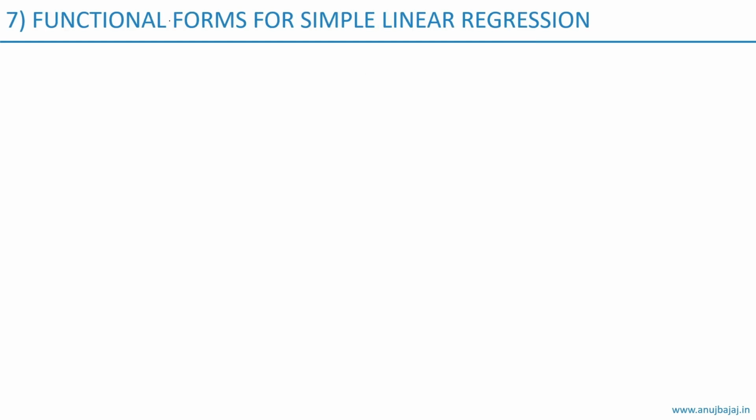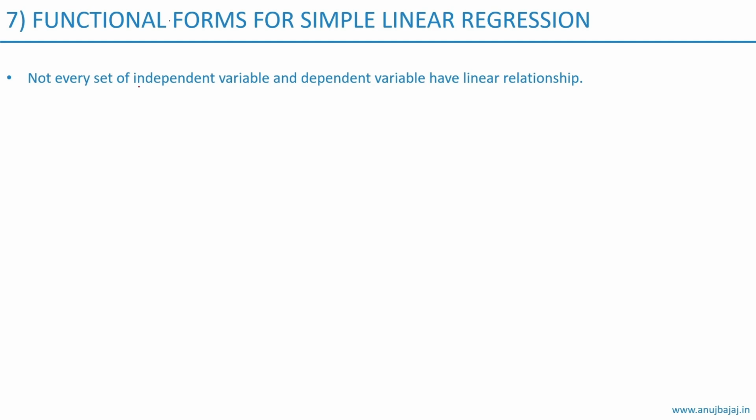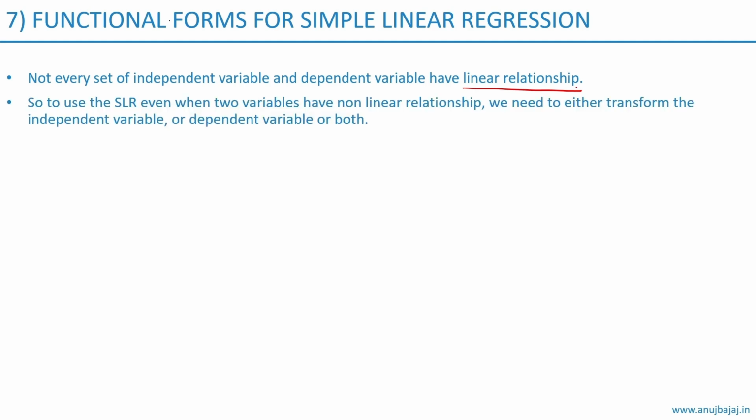Seventh section, which is the functional forms for simple linear regression. As we have said earlier, for a simple linear regression model to work, there should be a linear relationship between the dependent and the independent variable. But not every set of independent and dependent variables has a linear relationship. So, to use a simple linear regression, even when the two variables have a non-linear relationship, what we do is we either transform the dependent variable or the independent variable, or we transform both the variables.